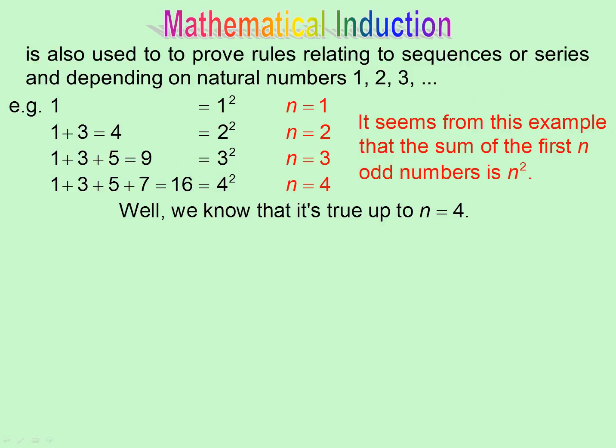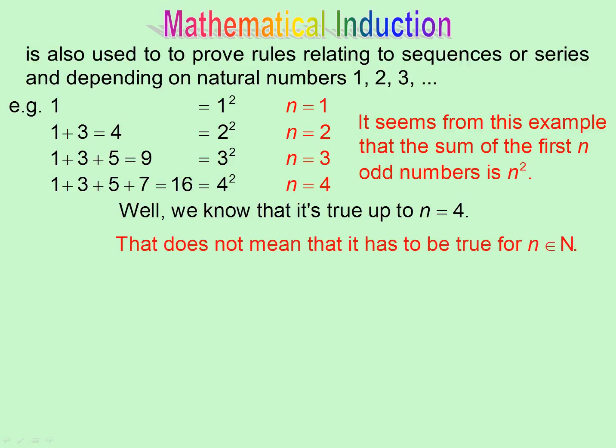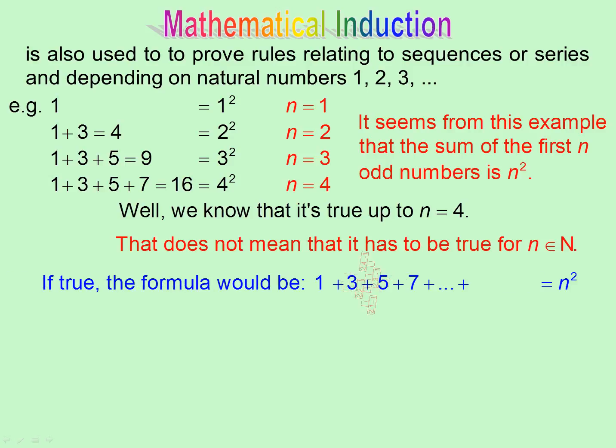You see, the problem is we cannot use special cases to prove anything in maths. This is a very simple case, but it becomes far more complex later. So we need to start with the simple cases, but we need something more rigorous. It doesn't mean it's true for n an element of the natural numbers yet. Have a look. That's what we're going to be trying to prove.